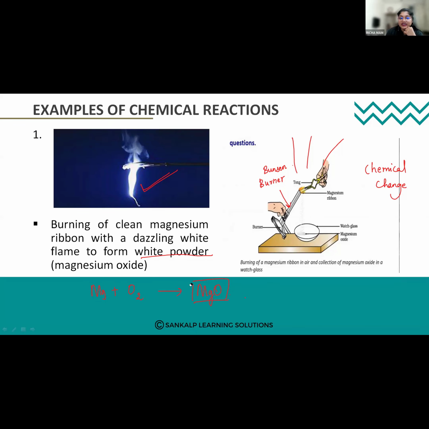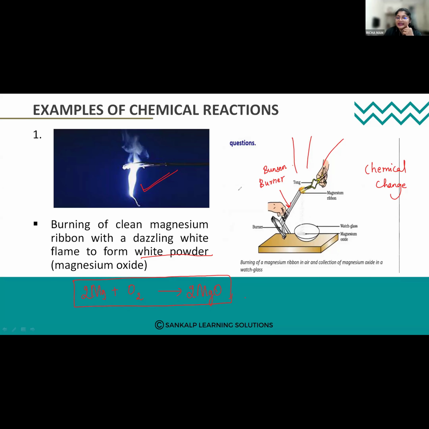Now this equation is not balanced, so further we are going to see the balancing. So 2 Mg, O2, this is the balanced equation. This is the chemical reaction which occurs when we burn a magnesium ribbon. In air we know oxygen is present, so your magnesium reacts with the oxygen present in the air to give you magnesium oxide.